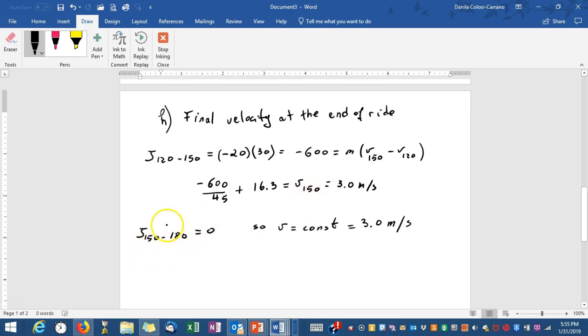Then the impulse is 0 between 150 and 180 seconds. By the impulse being 0, our change in momentum is also 0. So this means the velocity is constant, which means that at the end of the ride, the velocity is still 3 meters per second.